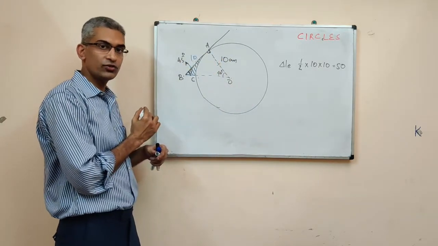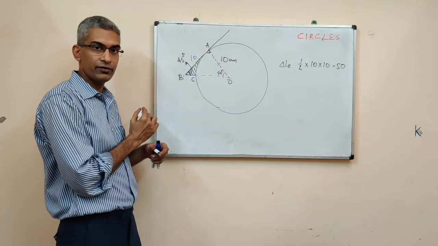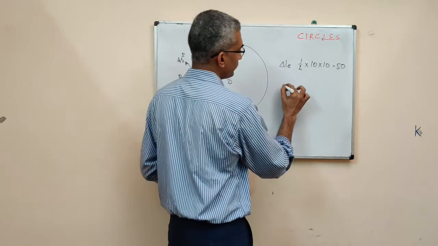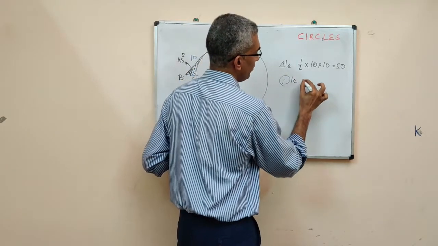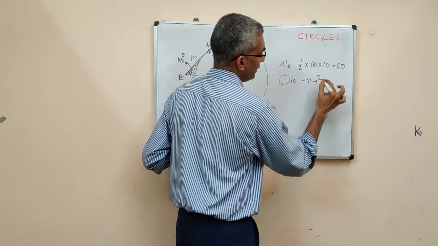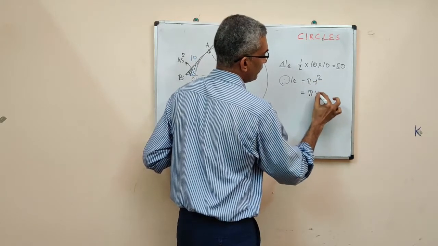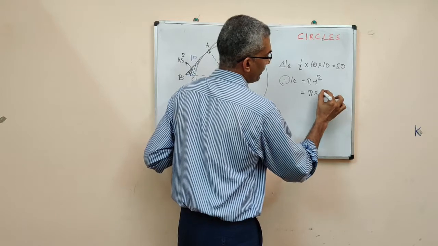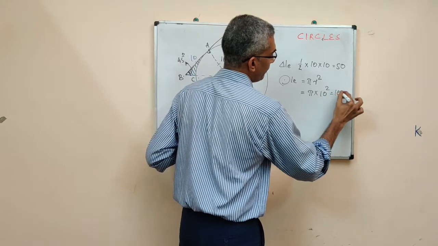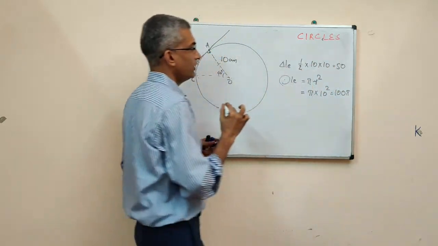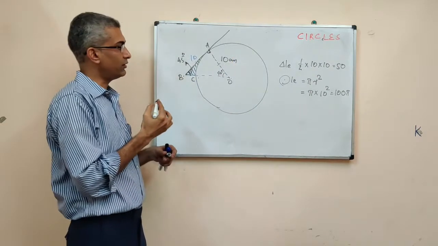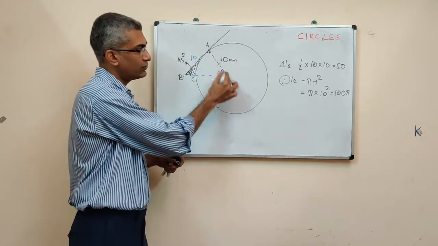Now what about the area of the sector? You know the area of a circle is pi r square. We know the radius as 10, so pi multiplied by 10 square, we have 100 pi as the area of the entire circle. Now what about the area of this sector?